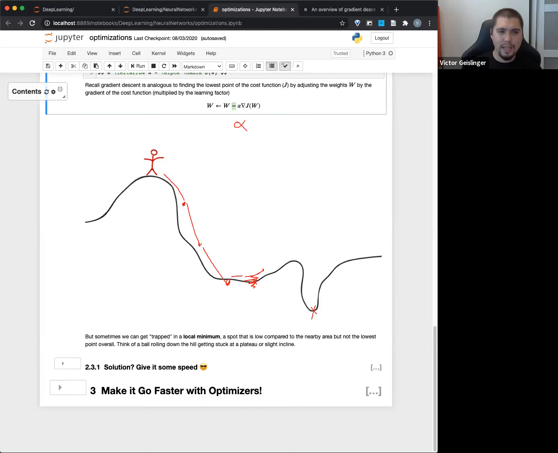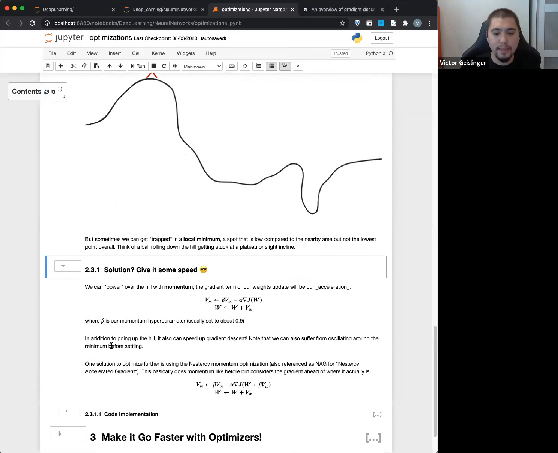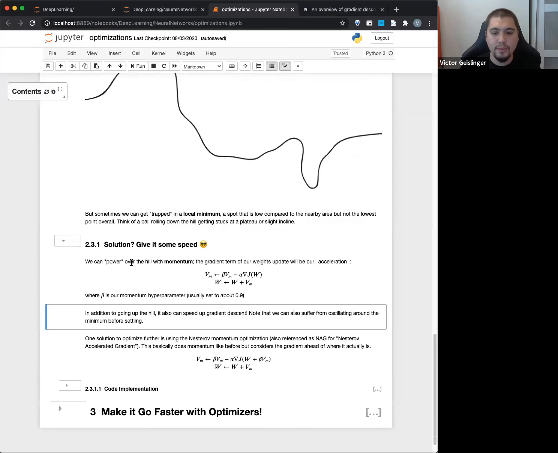So the idea here is analogous to having a ball roll down the hill. It's like, well, what if you just give it some little extra oomph, some little extra momentum to keep going in the direction it's going? And that's what this momentum optimization is called. And so there's a couple ways we can actually implement this. This one right here, I wrote here, power over the hill with momentum. So we can basically update this W, our weights, with W plus some extra bit of velocity, you can kind of imagine.